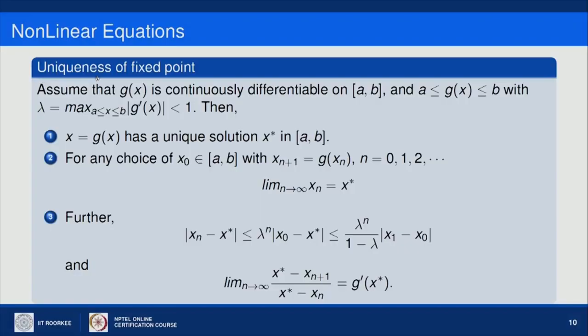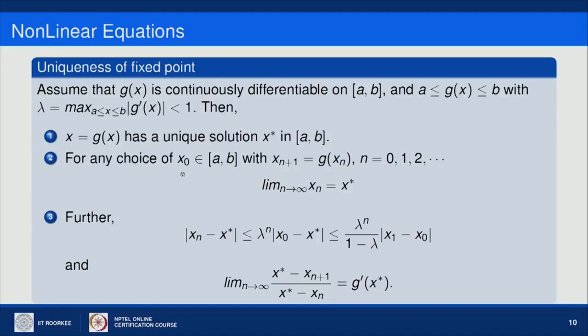Moreover, we have a condition on the uniqueness of the fixed point. Assume that g is continuously differentiable on a closed interval [a, b], and the range of g is in the closed interval [a, b], with lambda, the maximum value of |g'(x)| for all x belonging to [a, b], being less than 1. Then x equals g(x) has a unique solution x star in [a, b], that is, the fixed point will be unique in this particular interval [a, b].